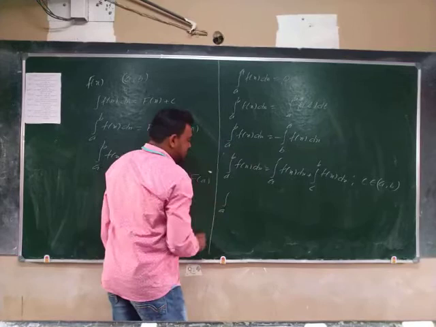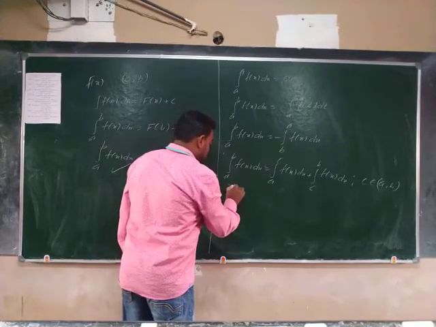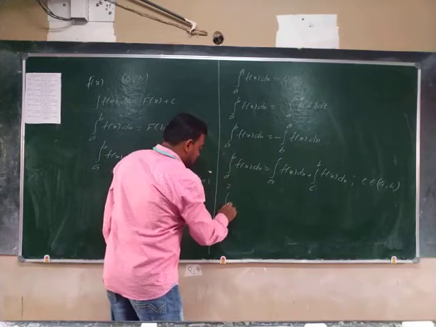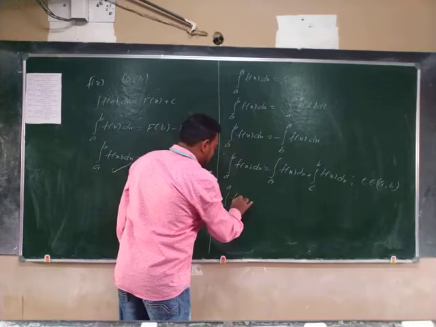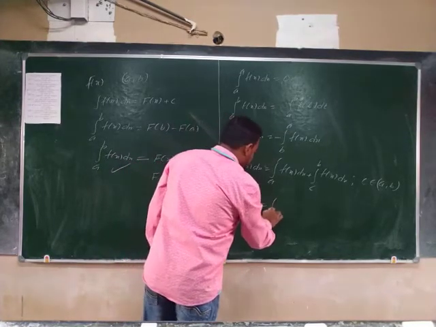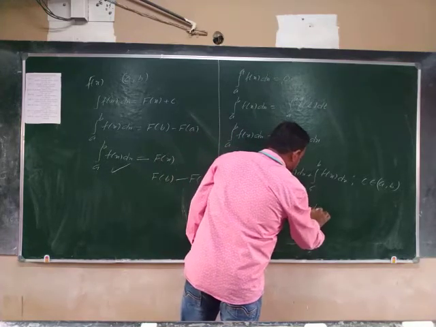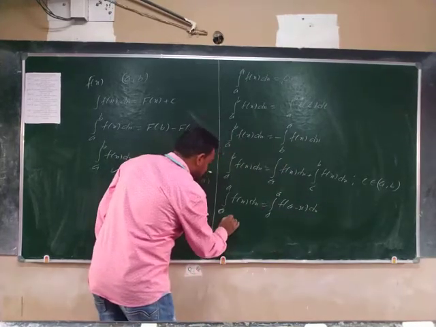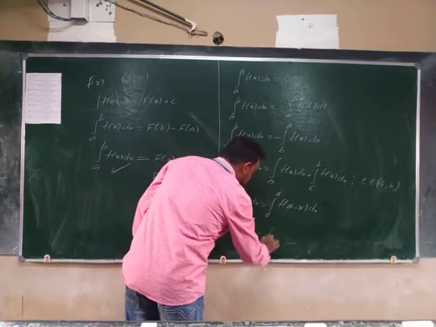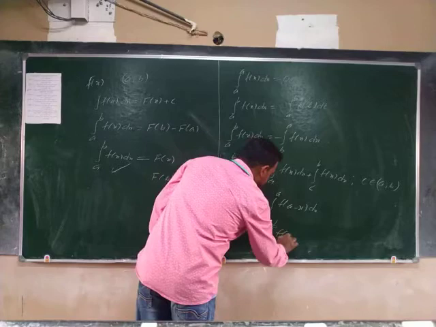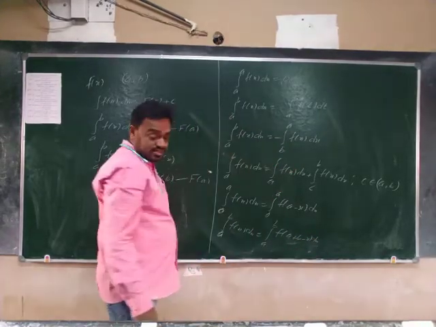Next, first you write this one: the integration from 0 to a of f of x dx is equal to the integration from 0 to a of f of (a minus x) dx. Similarly, the integration from a to b of f of x dx is equal to the integration from a to b of f of (a plus b minus x) dx.